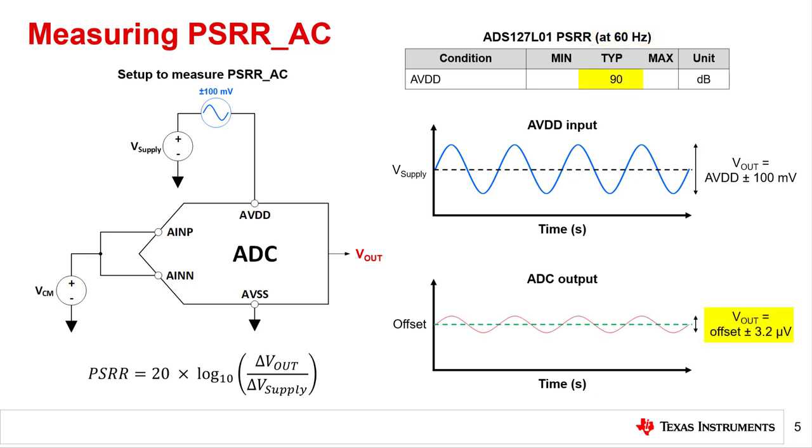To calculate PSRR-AC in the time domain, use the PSRR equation shown in the bottom left, using the 100 millivolt amplitude as V supply and the ADS127L01 AVDD PSRR from the table. The expected variation in the ADC output is a 3.2 microvolt signal oscillating at 60 Hz. This is shown in the bottom right in red and is centered on the nominal ADC offset voltage represented by the green dotted line.